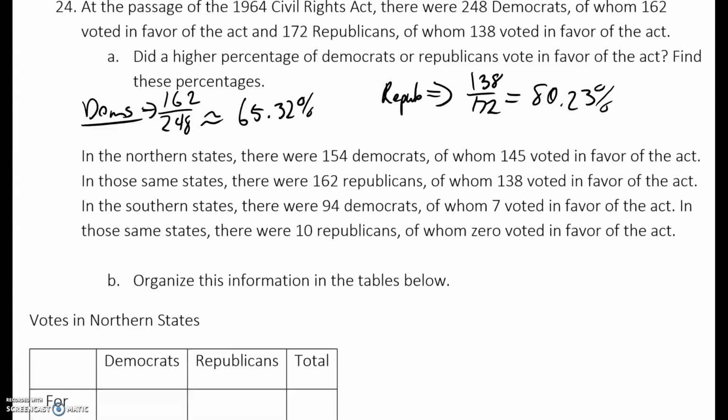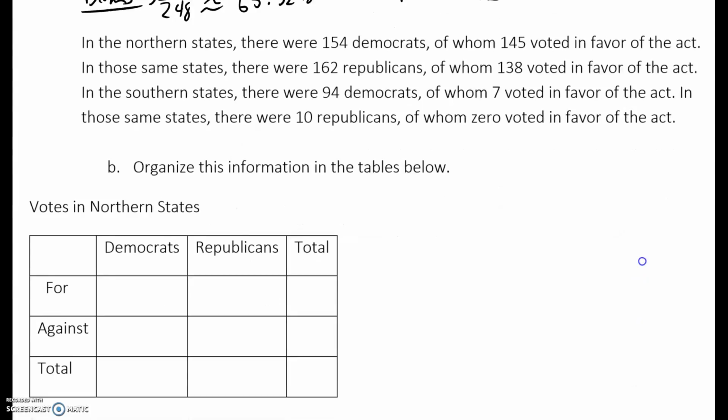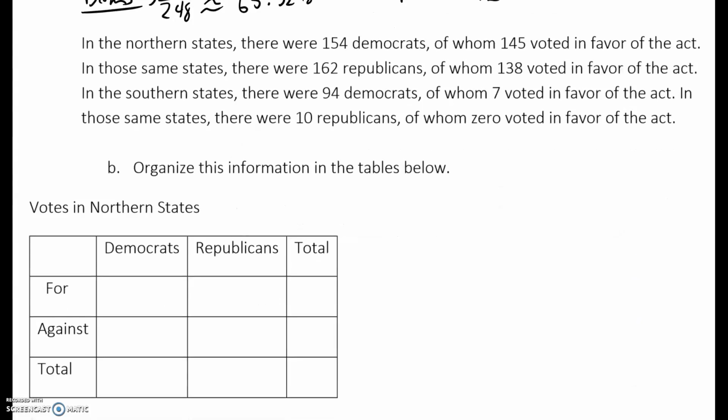And if we take a look at the next part, it's saying for us to go ahead and organize the information in the tables below. Based on what we have originally in the top part, approximately 80% of the Republicans voted in favor of the Civil Rights Act versus the 65% that the Democrats did. So if we go to organize the data in the table below, we're looking at the northern states here.